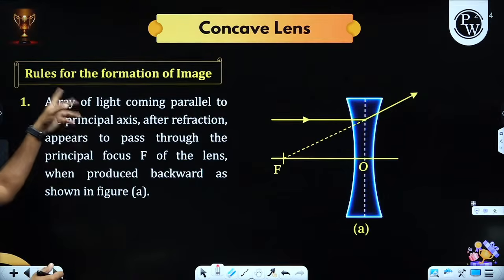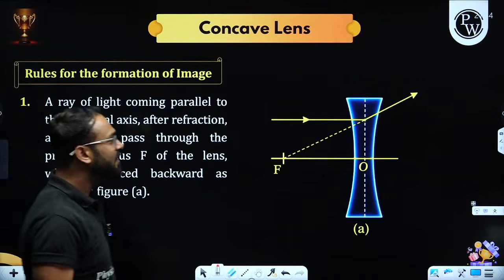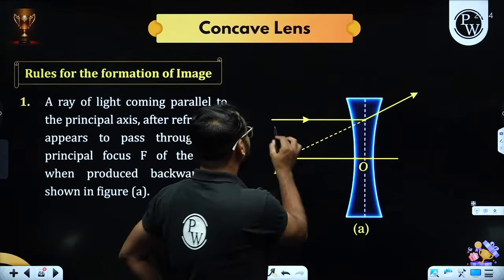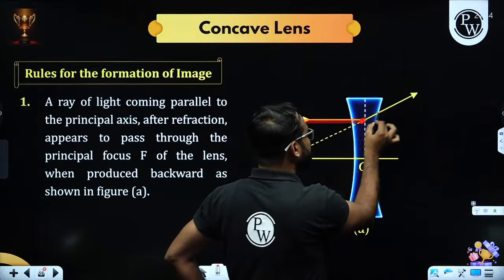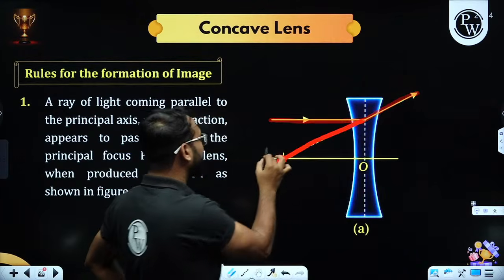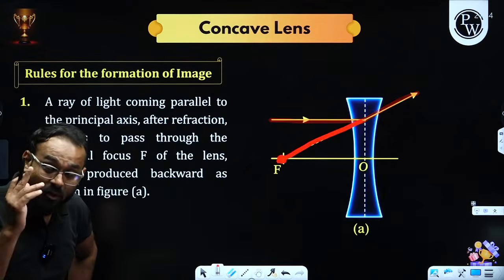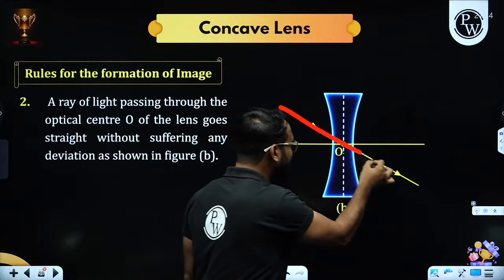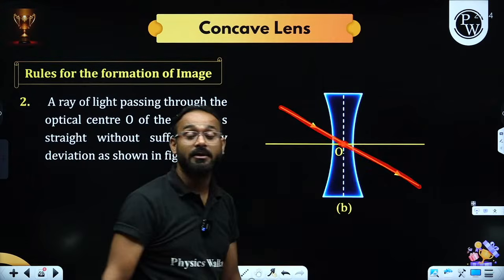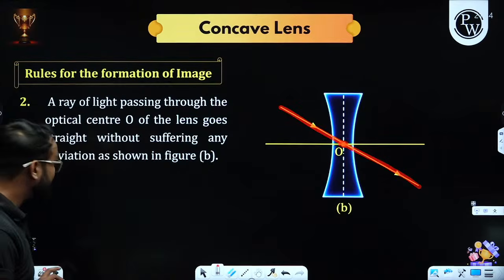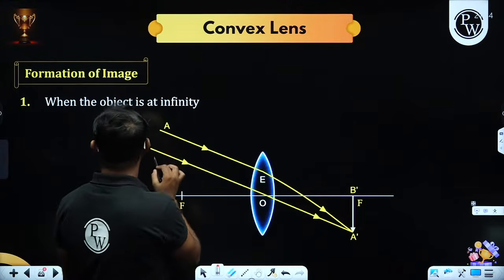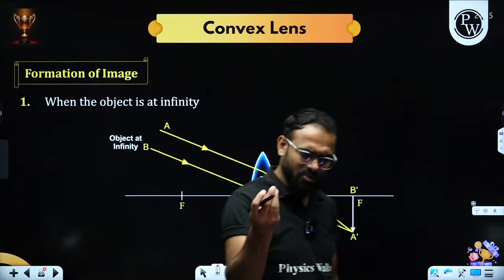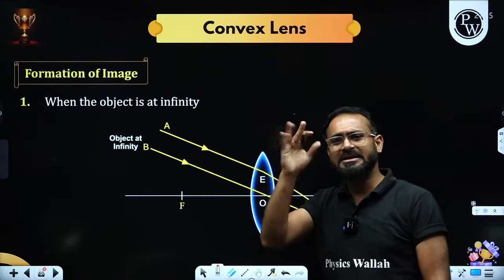Let's come to the formation of image, and the first one is for the concave lens. A ray of light going parallel to the principal axis will diverge but appear to meet at the focus. Second, even in a concave lens, the ray through the optical center will go undeviated. And the third one, finally, formation of image. Two rays would be required and that would be done.